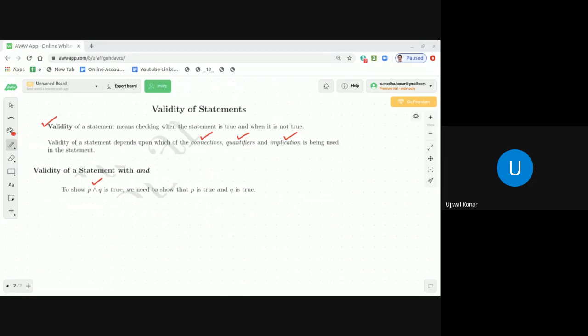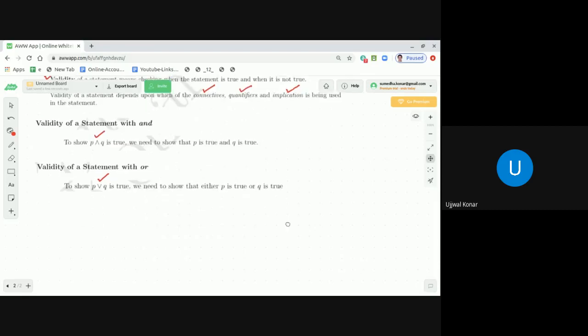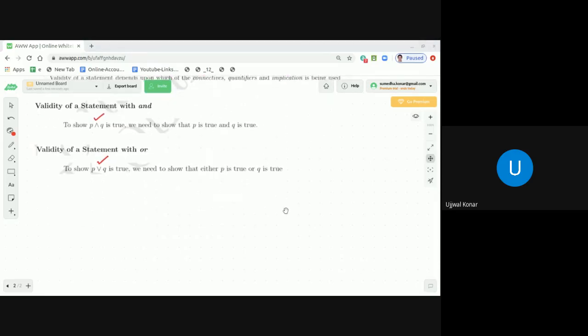Now, I'm going to tell you the validity of a statement with or. To show that P or Q is true, we need to show that either P is true or Q is true. And if you recall the truth table of the connective or, then it is very clear to you. So P or Q is true when either P is true or Q is true. Then only you can say that P or Q is true. So that is the validity of a statement with or.